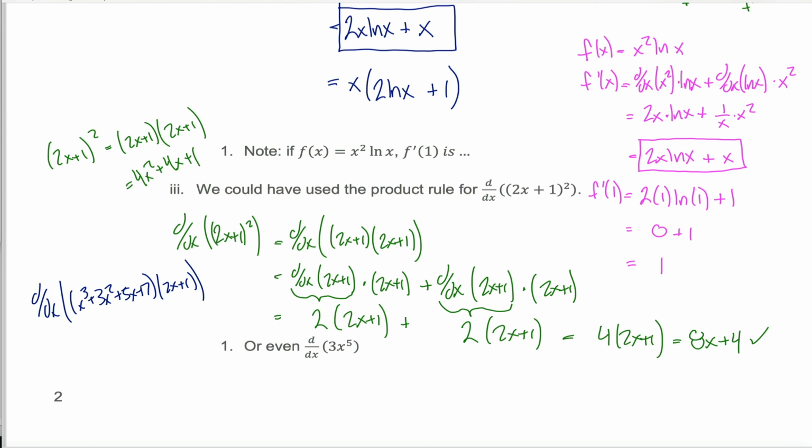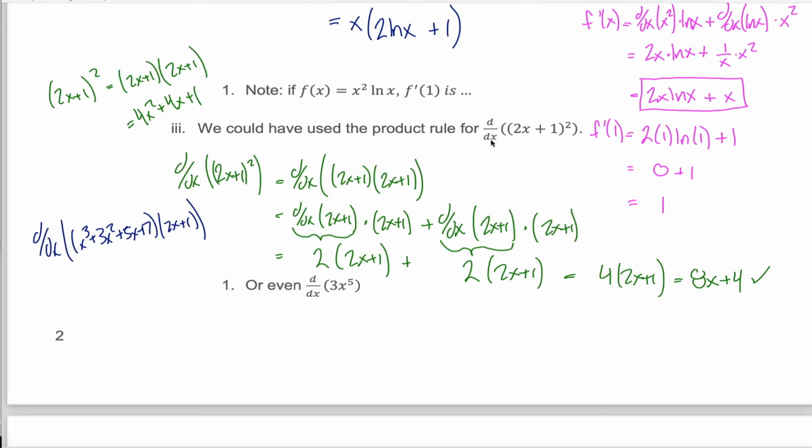One more comment I want to make. Just like we could have used the product rule up here, we really could have used the product rule down here, but I don't recommend you do. Let me show you how that works.